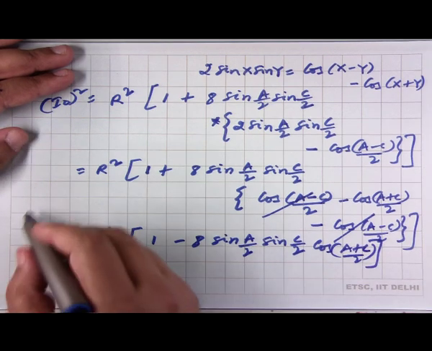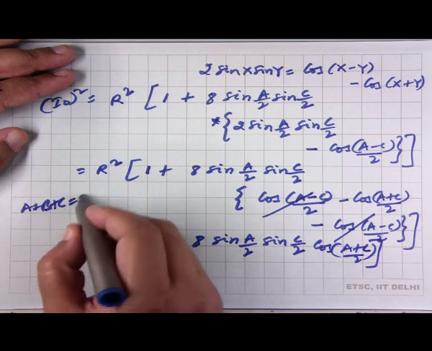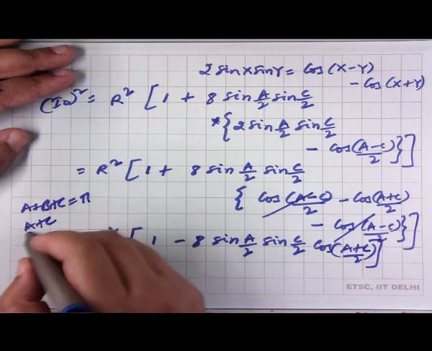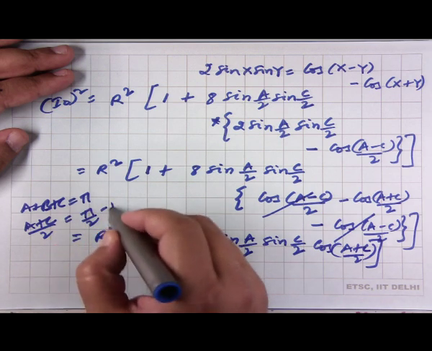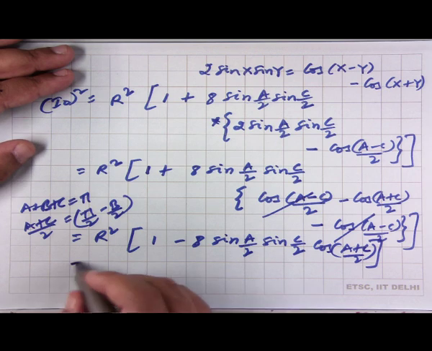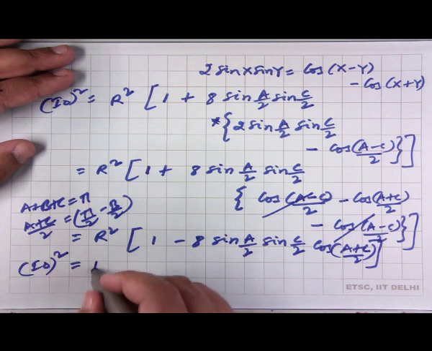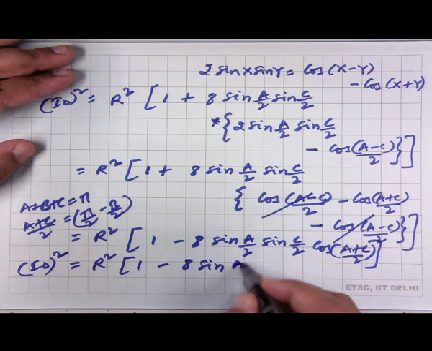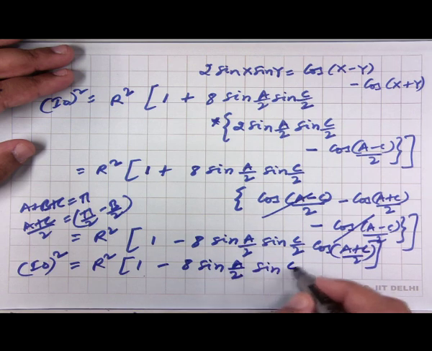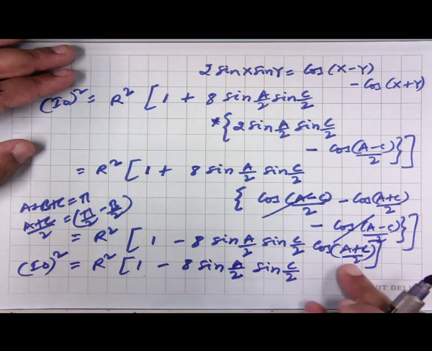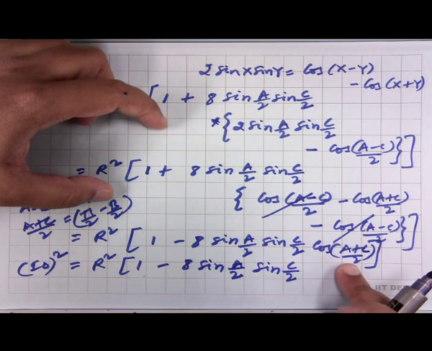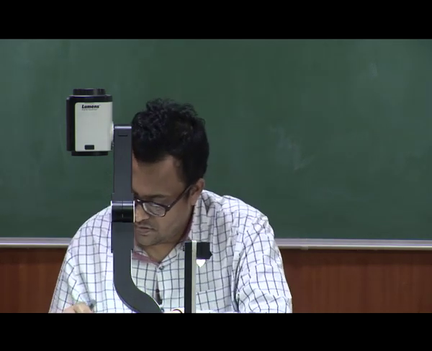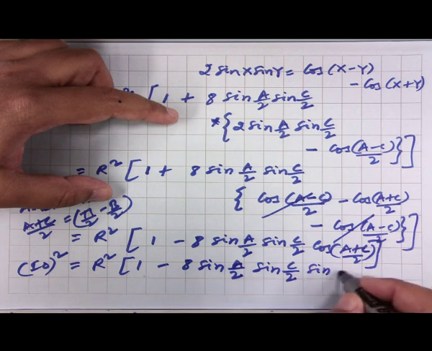But we know that A plus B plus C is pi, and therefore A plus C over 2 is pi over 2 minus B by 2. And therefore, IO square is R square into 1 minus 8 sine A by 2 into sine C by 2 into cosine of pi by 2 minus B by 2. But cosine of pi by 2 minus B by 2 is sine of B by 2. Therefore, using that result we finally get sine B by 2 here.